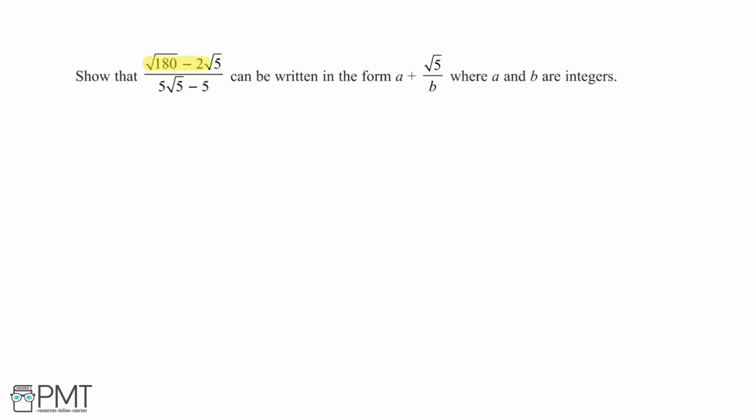To show that (the square root of 180 minus 2 root 5) over (5 root 5 minus 5) can be written in the form (a plus root 5) over b, where a and b are integers. And this question is worth 4 marks. Okay, the first thing I'm going to do is write the square root of 180 in terms of root 5.